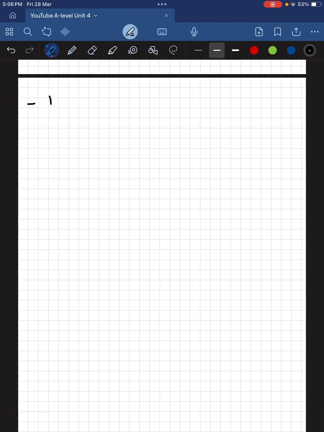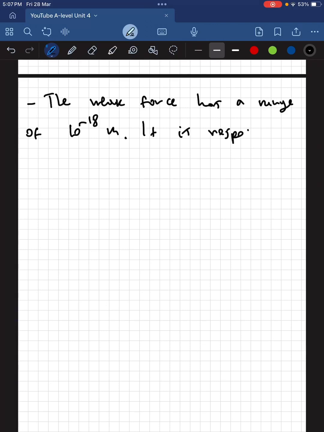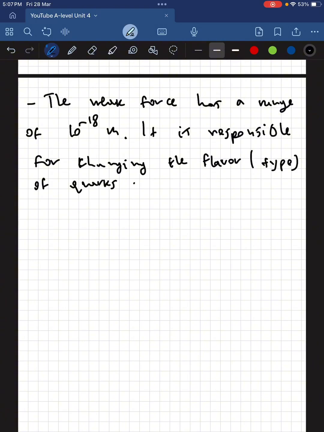Now the weak force has a range of 10 to the negative 18 meters. So it occurs only inside the nucleus pretty much. It is responsible, and we already mentioned this, for changing the flavor. And the flavor, as you saw, is the type of quarks or leptons. That's another thing I didn't mention earlier.